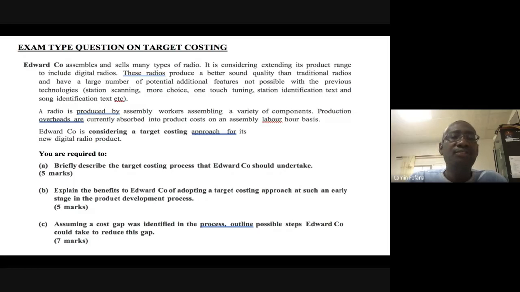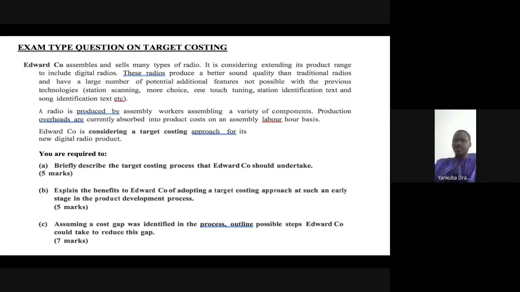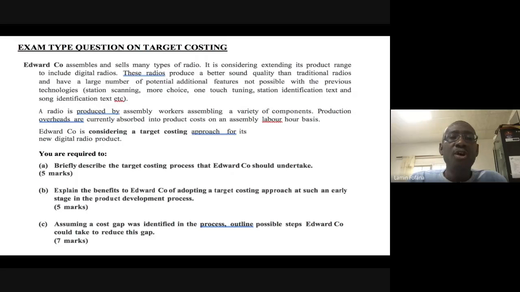We have to follow our steps. Before you go ahead with it, first you have to explain what target costing is before you just start explaining the steps. So first, explain what target costing is, and then secondly, you mention the steps. And for each step you mention, try to apply it to Edwards Company Limited as much as possible, based on the data that is provided.